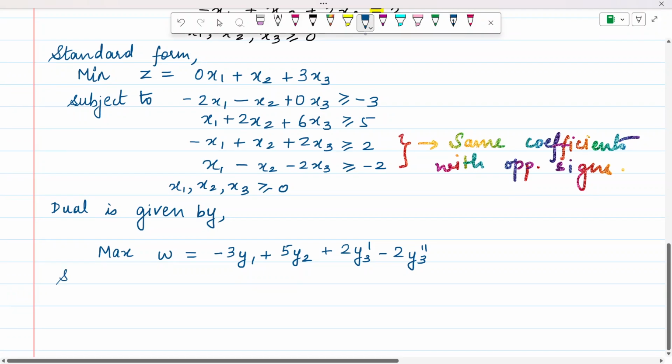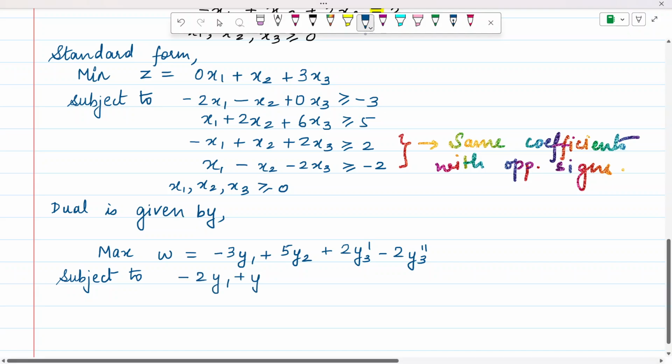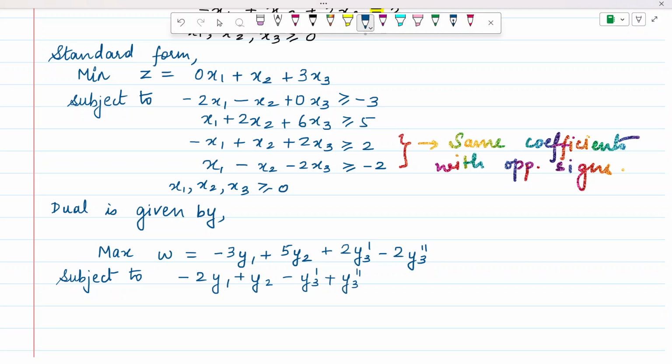Let's find the constraints. There'll be three constraints because there were three variables in the primal. So subject to, first one comes from all the x1s. So -2 y1, positive y2, negative y3 prime and positive y3 double prime. Because this is maximized, less than or equal to the coefficient of x1, which is 0. You can just note -2, +1, -1, +1, and less than or equal to 0.